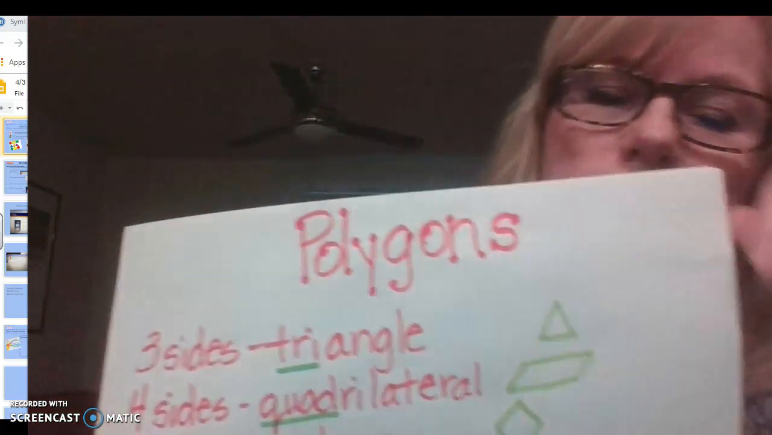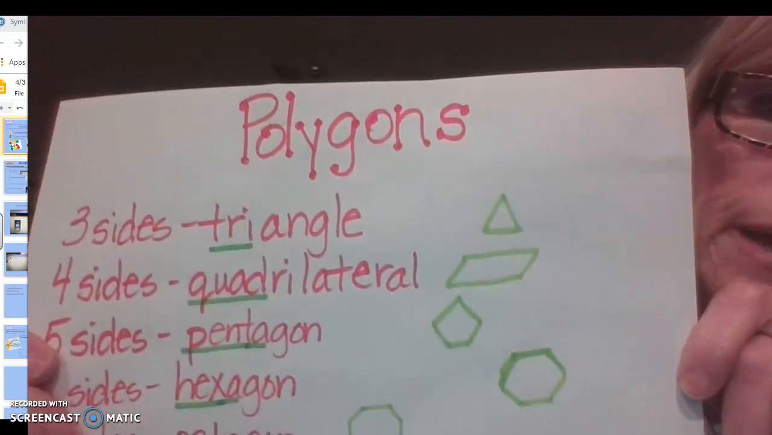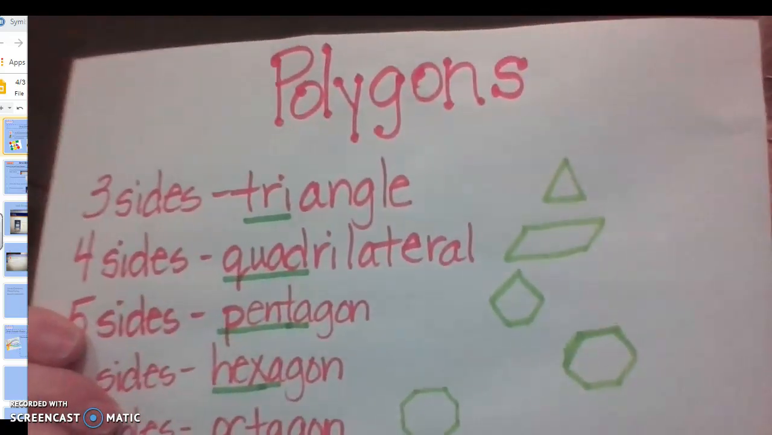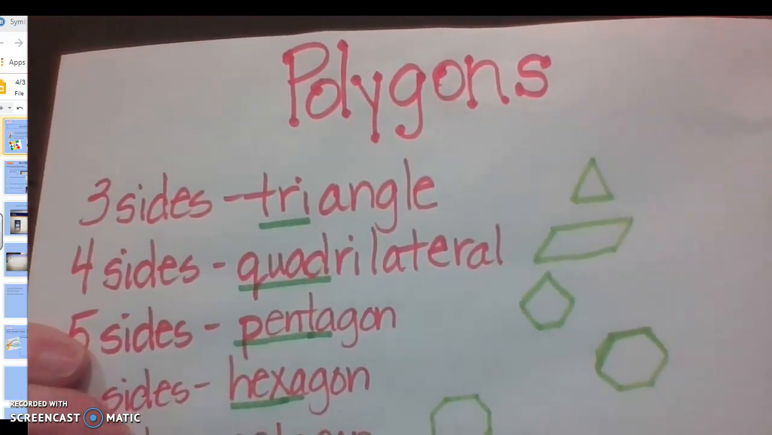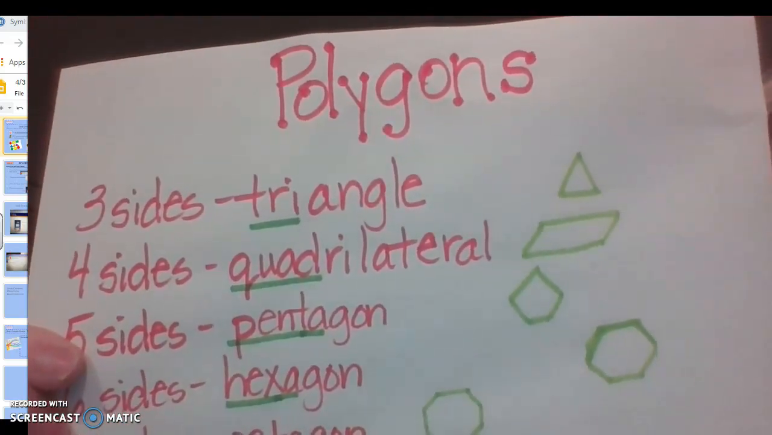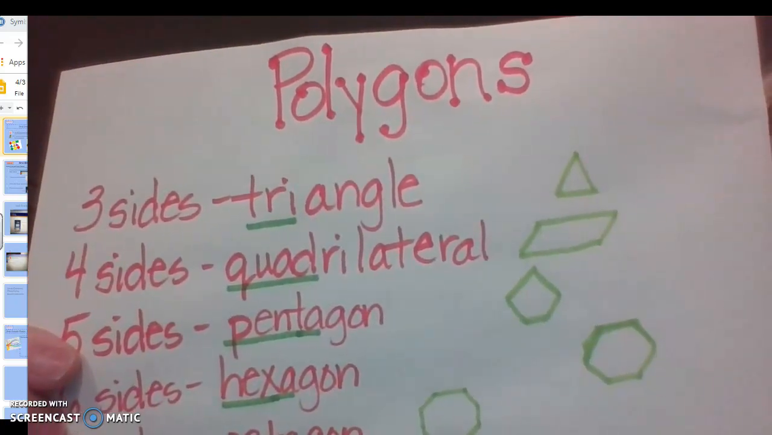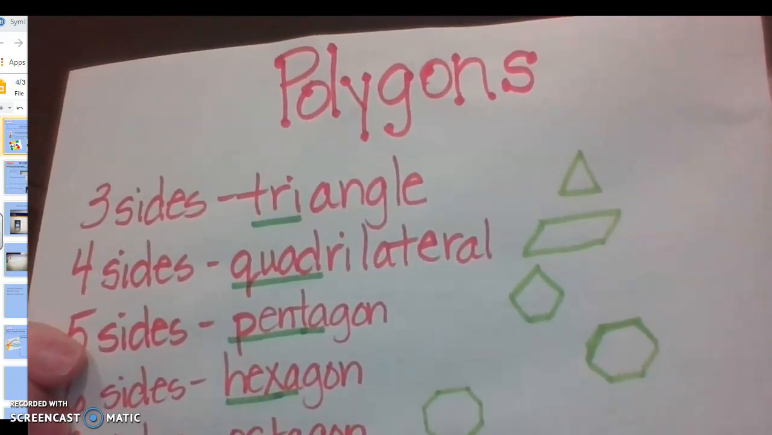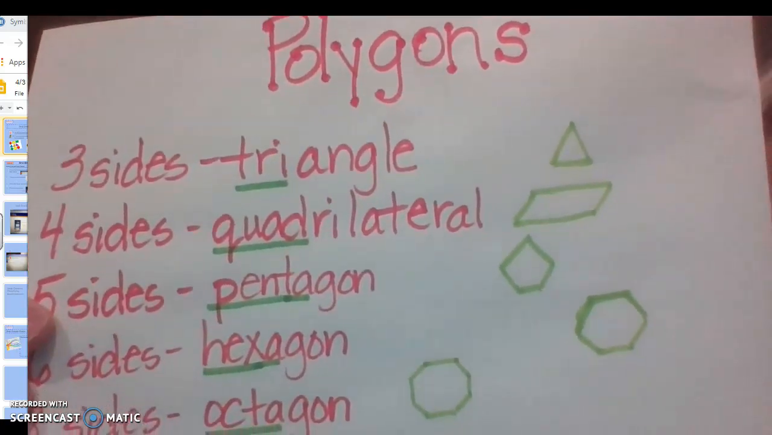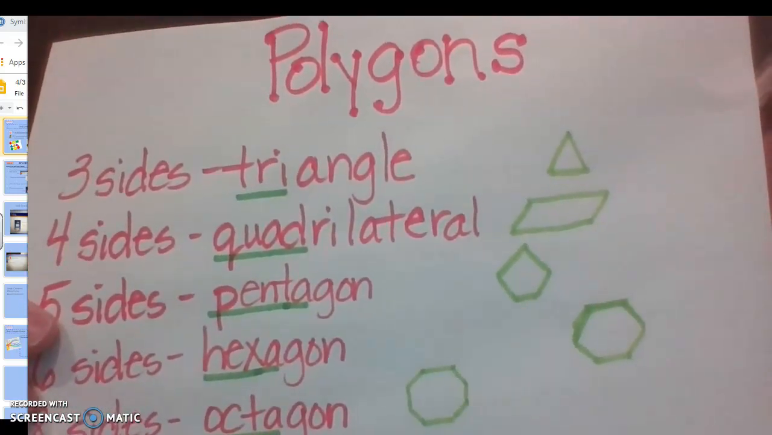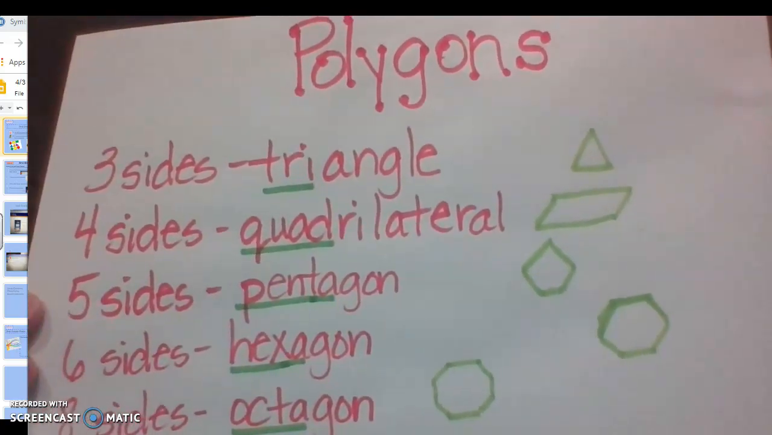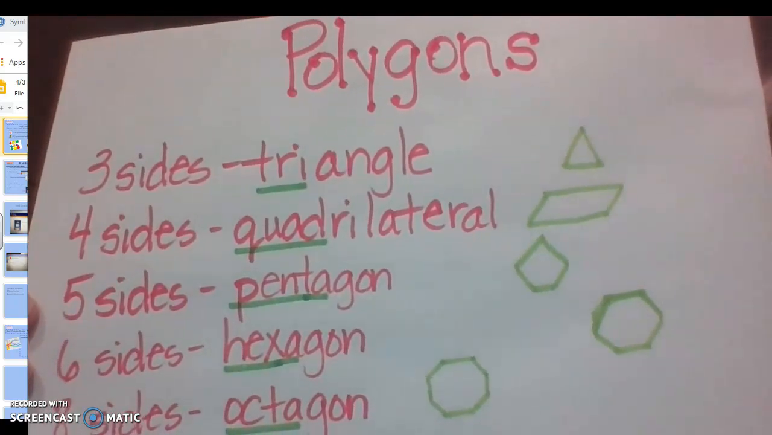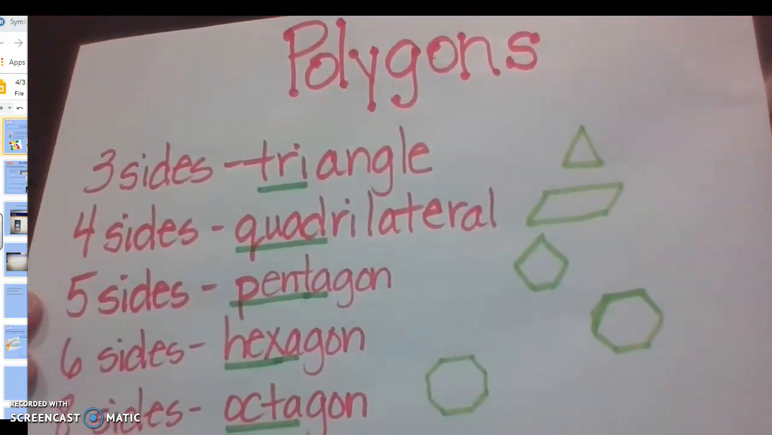One more old school sheet. Polygons. All of these shapes that we just looked at are in the polygon family, and polygons are named for the number of sides that they have. So three sides, or tri, if a shape has three sides, it's a triangle. If a shape has four sides, quad, it's a quadrilateral. If a shape has five sides, or penta means five, we call it a pentagon.